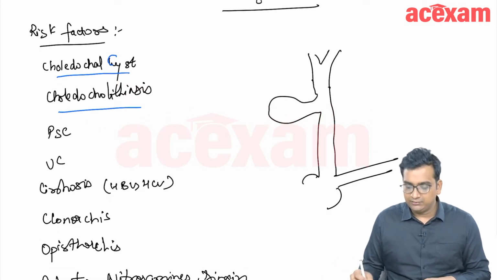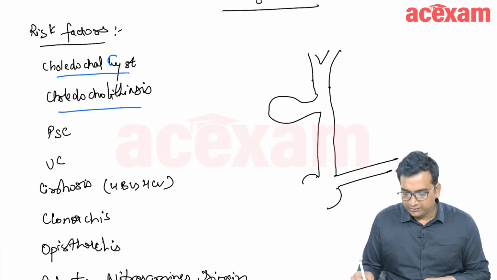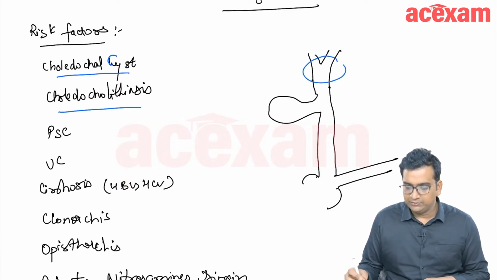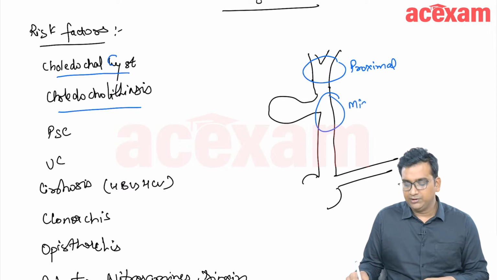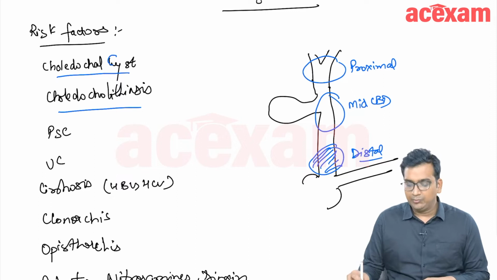Generally, this is the anatomy of the CBD. Cholangiocarcinoma can be of the proximal cholangiocarcinoma, mid CBD cholangiocarcinoma, or a distal cholangiocarcinoma. Okay, out of these three, proximal cholangiocarcinoma is the most common type.